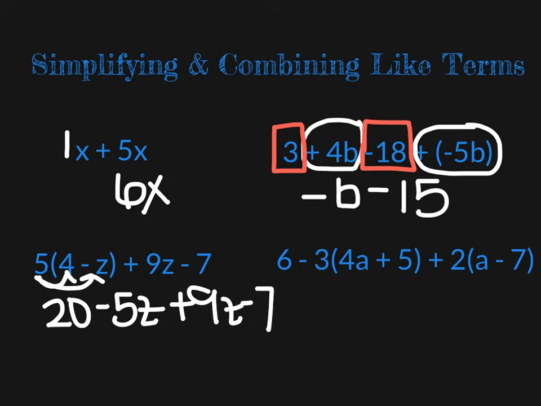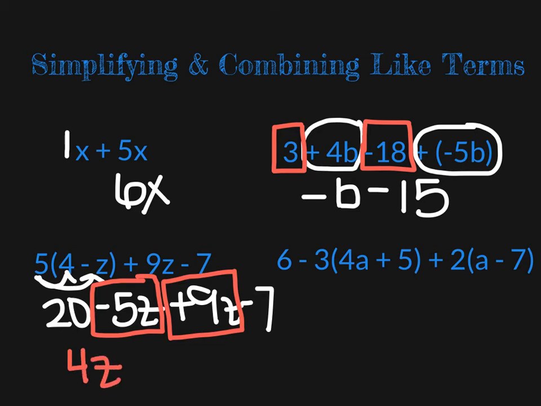Then I can go back and look for my like terms. I like to do my variables first. So again, I include my operation symbols out front so I don't forget what I'm doing. So now I look at this as a negative 5 and a positive 9. When I put those together, it's a positive, which you don't really need. So I'm just going to write it as 4z.